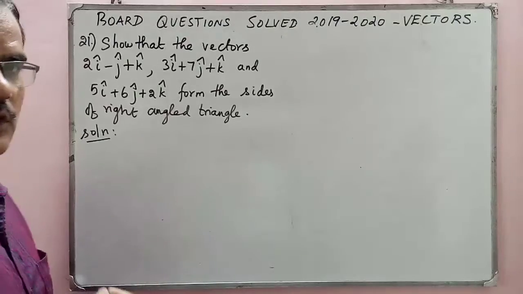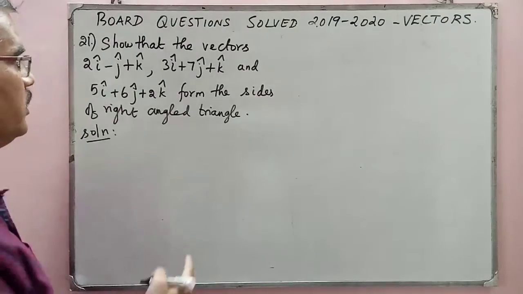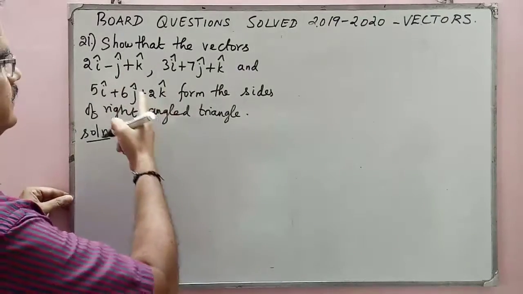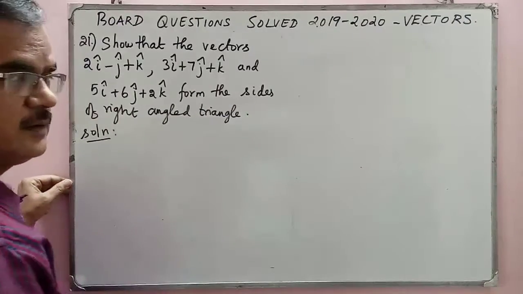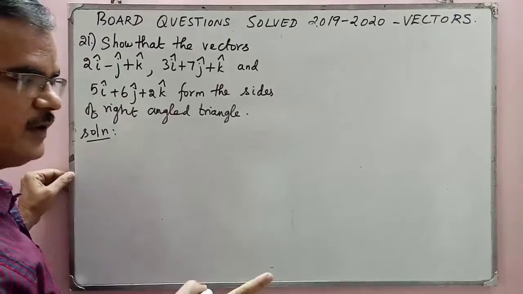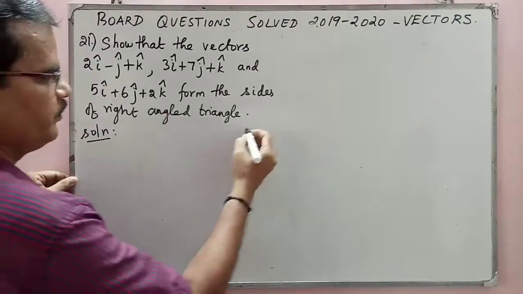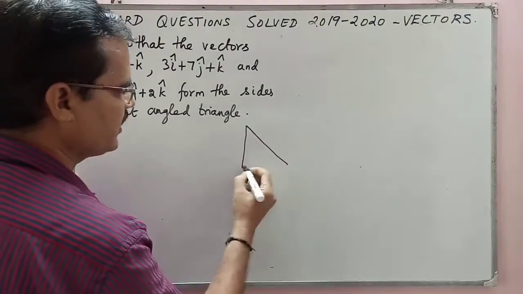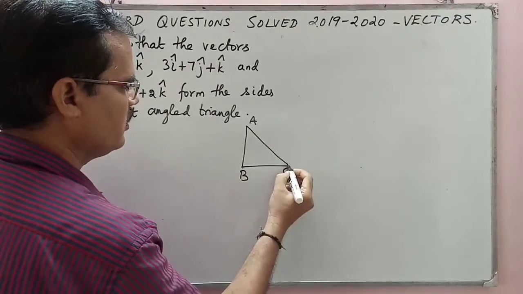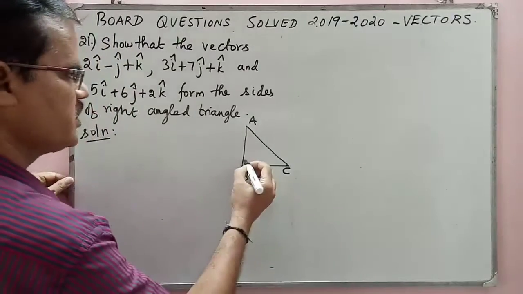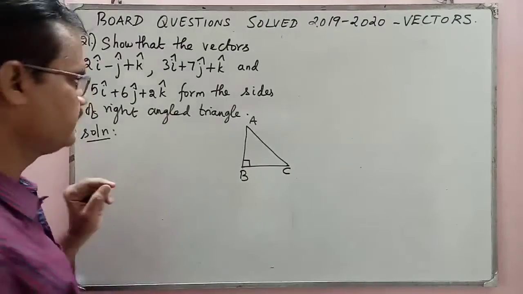This is our part of the 21st question, set 1. The question says, show that the 3 given vectors form the sides of a right angle triangle. Children, this question can be done in two ways. First way, if you are imagining a triangle like this with ABC, using Pythagoras theorem, you can prove this.